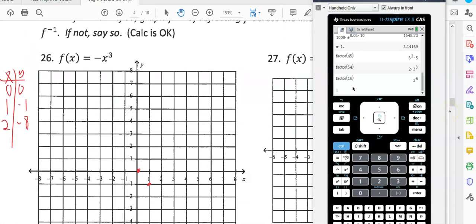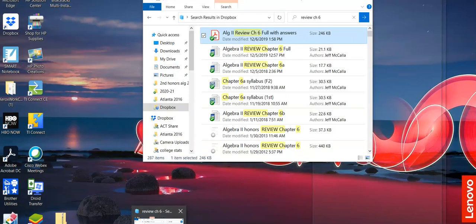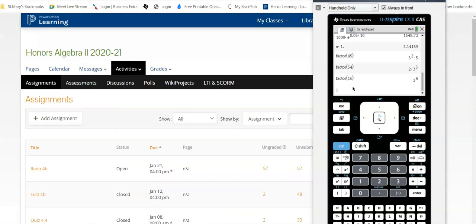2, negative 8. If I plug in negative 1, I get negative 1 cubed, which is positive 1. If I plug in negative 2, I get negative 8, which is positive 8. Negative 2, 8. So the graph of this has this kind of look to it. Something roughly like that.